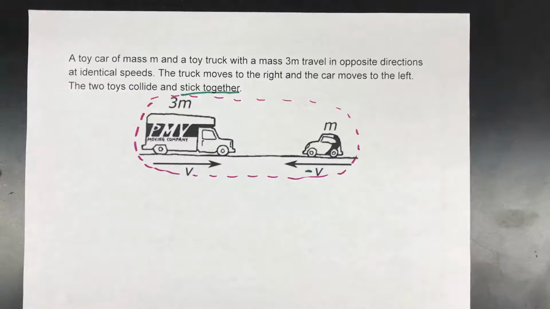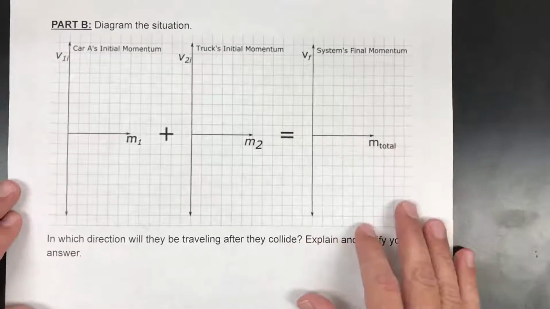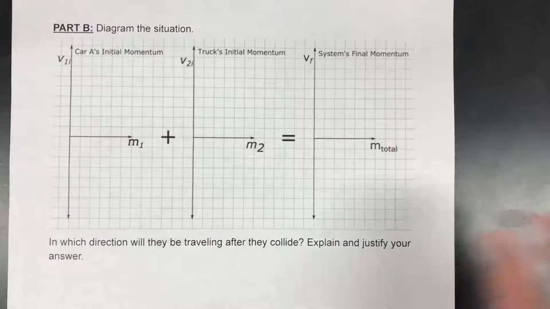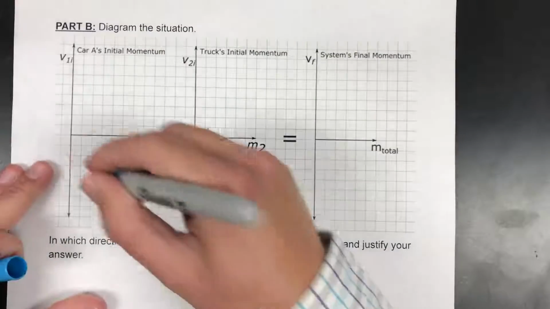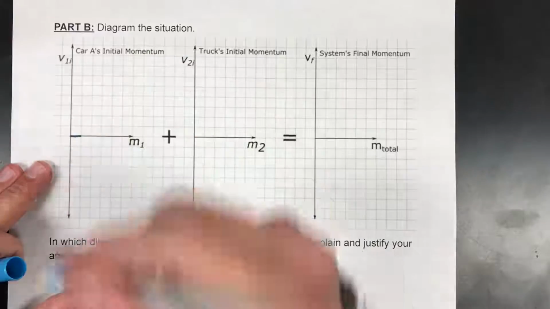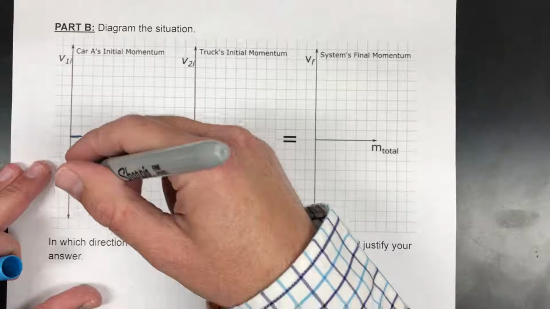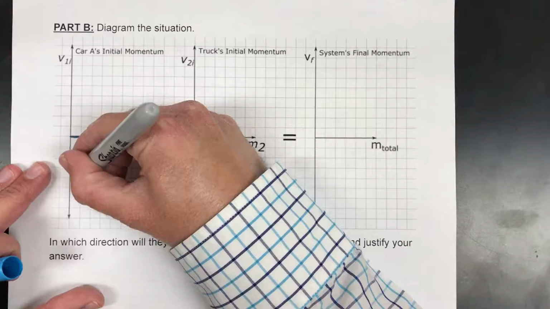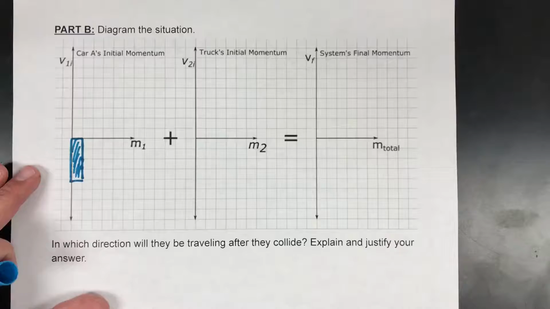So first thing they want us to do is one of these momentum diagrams. Let me grab the sheet here, move this off to the side, and diagram the situation. Here's the car's initial momentum, the truck's initial momentum, and the system's final momentum. With the car, its mass is m, so I'll make it one bar wide. Then how fast it's going: it's going to the left, so it's got to be negative. Let's just do 1, 2, 3, 4. No reason other than I know that's going to work out nice in the end.